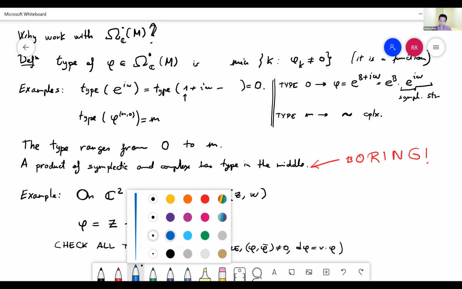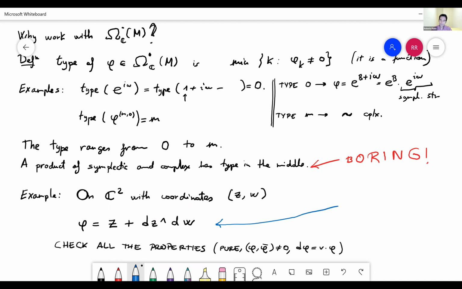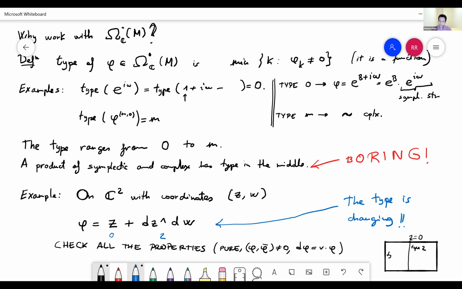The interesting thing about this, which is not boring at all, is that here the type is changing. Because this has only two components, 0 and 2, in a four-dimensional manifold, which is C2. But look at this: the function z, along z equals 0, has type 2. And in the rest of C2, it has type 0. So this is a type-changing structure.